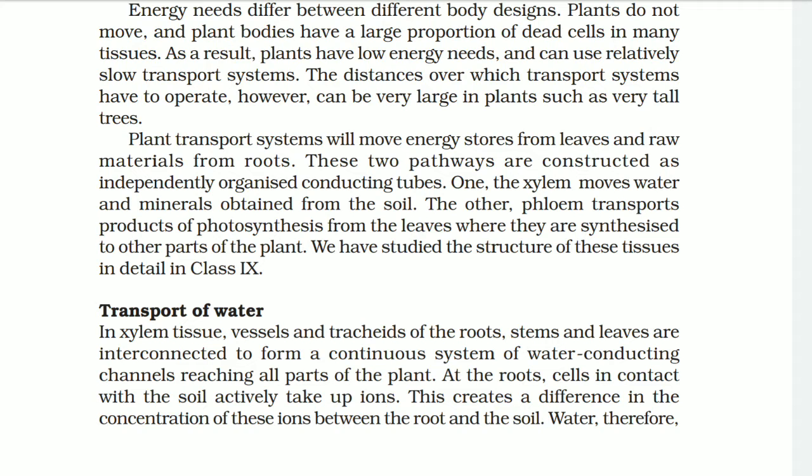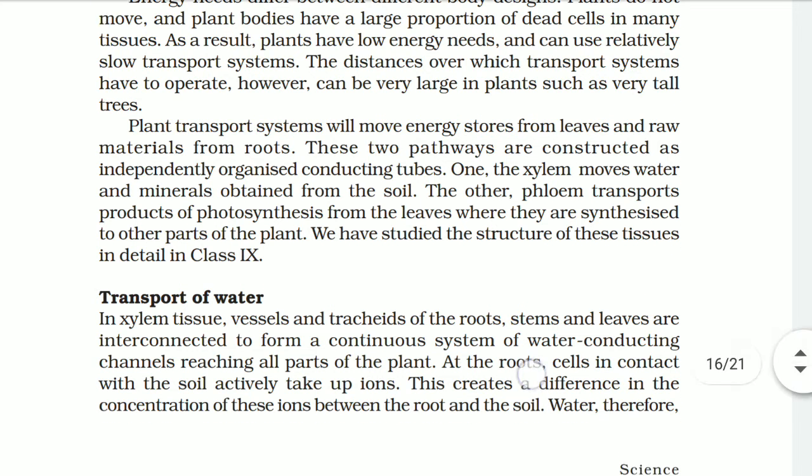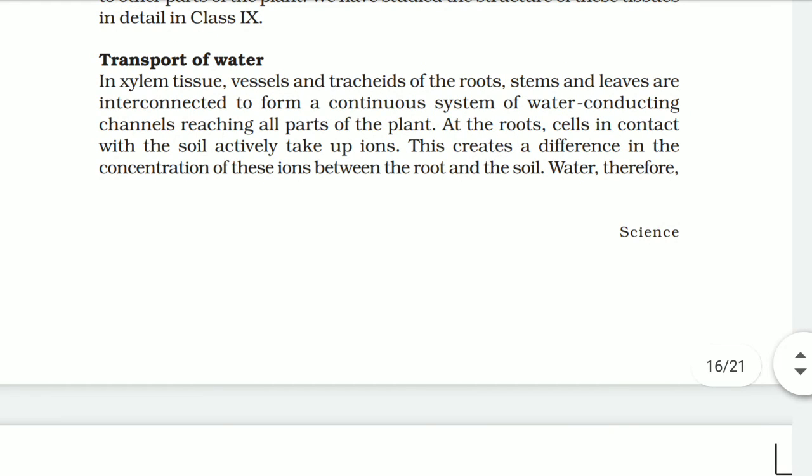We have studied the structure of this tissue in detail in class 9, about the work of xylem and phloem. I guess you remember about the transportation system in the plant. Transport of water. So in xylem tissue, vessels and tracheids of the roots, stems and leaves are interconnected to form a continuous system of water-conducting channels reaching all parts of the plant.